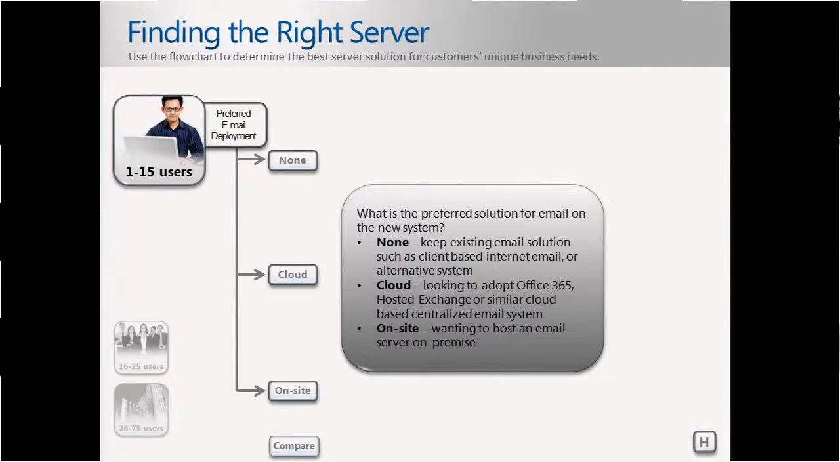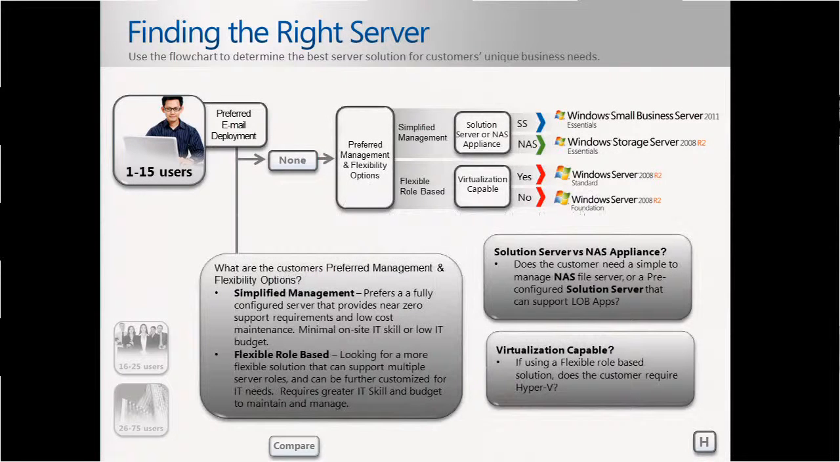So we look at a preferred email deployment. So say if we don't have a preferred email deployment. In this case, we're already utilizing an online email system, or we've got some form of collaboration system, and really I'm looking for just an infrastructure type solution. Now, there's a couple of options here. Our second tier is usually based around what is the preferred management and flexibility options. Now, this is all going to be based around role-based deployment.